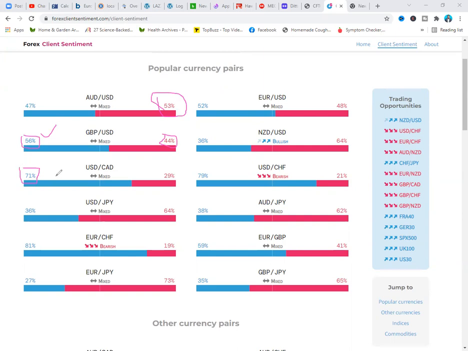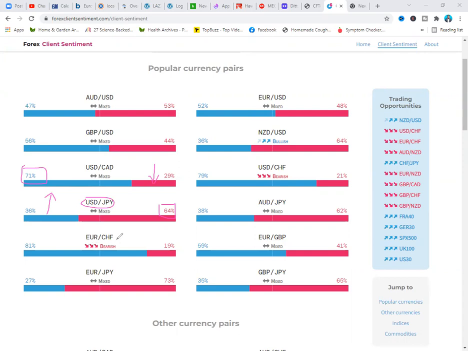Is that okay? And the rule to this is that when the majority are, for instance, buying, when we look at USD CAD, they are saying that when the majority are buying, we are supposed to look for selling opportunities. Look at USD JPY. The majority are selling. 64% are selling. So we are supposed to look for what? Buy opportunities. Please, do you get it?